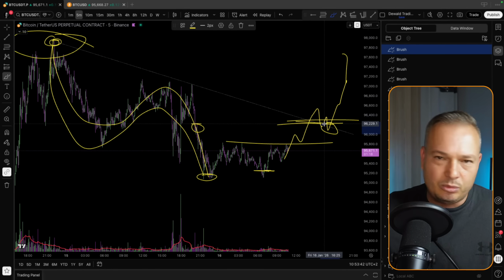Now I think this is the interesting point: from this high to the low, is there a completed corrective structure? Yes, and this corrective structure can either be counted as a WXY, a W.